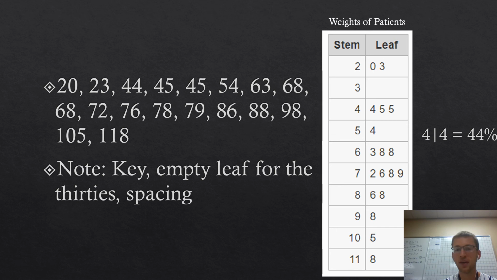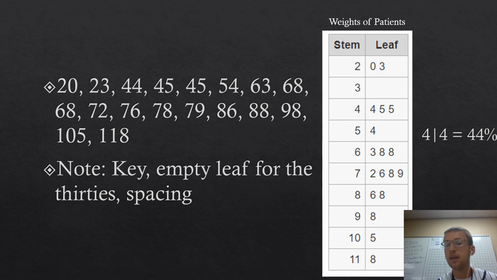I also want to note one really important thing that people sometimes forget: in the 30s, we had no kids who were in the 30-pound range. So instead of skipping over that, going from the 20 to 40, you still want to include that 30, but just keep it empty. With quantitative data, if we have a gap in our graph, that's meaningful. That means that we have nothing from 30 to 39, and we want to make that clear. And then, of course, you want to make sure that you have spacing. So here in the first stem, we have 20 and then a space indicating that the next data value is 23.